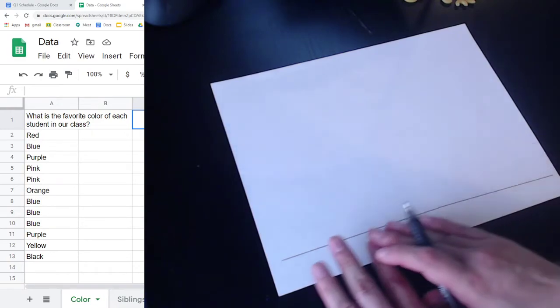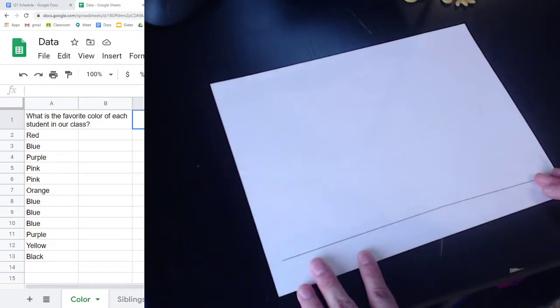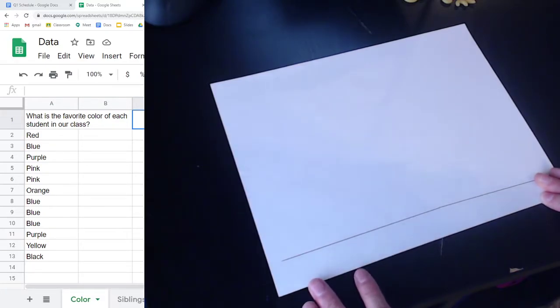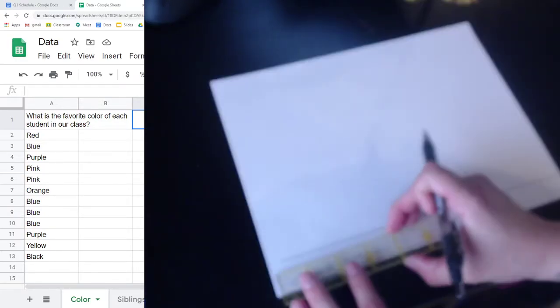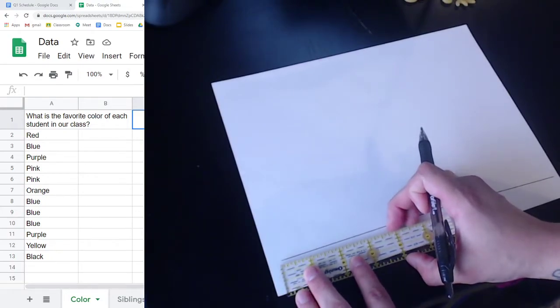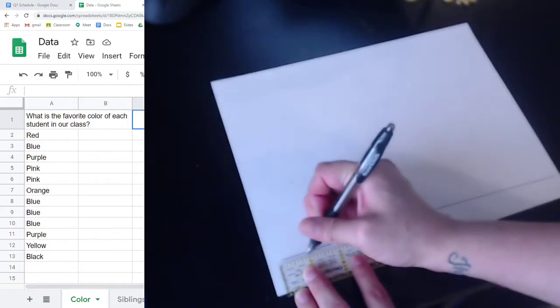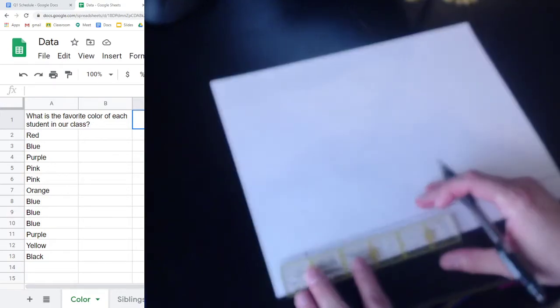Now, what goes along our axis depends on our data. Our first question that we're going to do today is, what is the favorite color of each student in our class? So that information looks like red, blue, purple. They're labels. So on the bottom of my axis, I'm going to write in those labels.